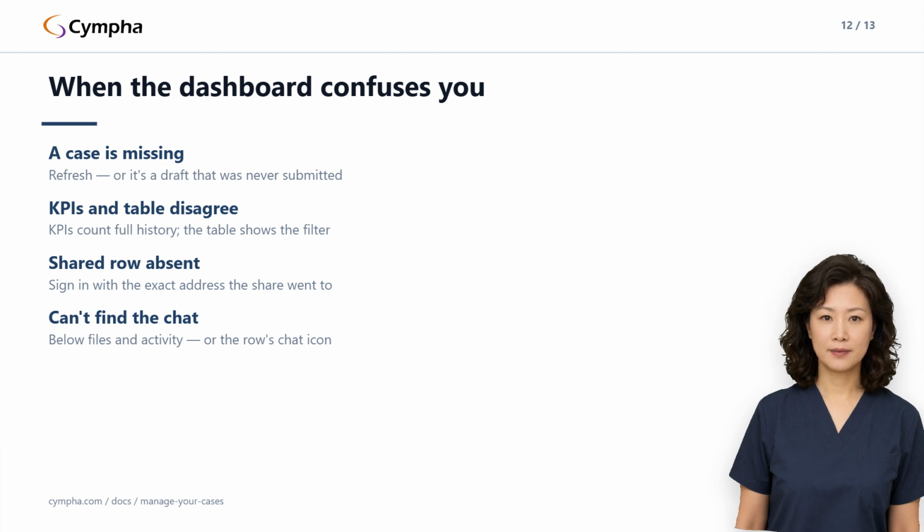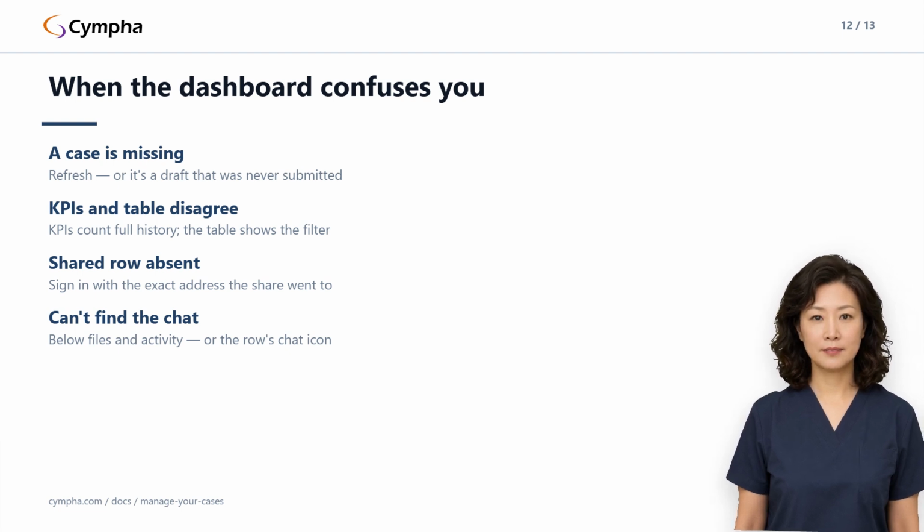Third, a shared row I expected isn't there. Sign out, then sign in with the exact email the share invitation went to. Capitalization doesn't matter, but two addresses that differ by even one character, like the same name at a hospital domain versus a clinic domain, are completely different addresses to Cympha.